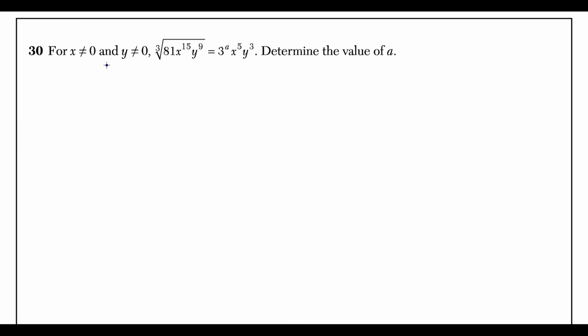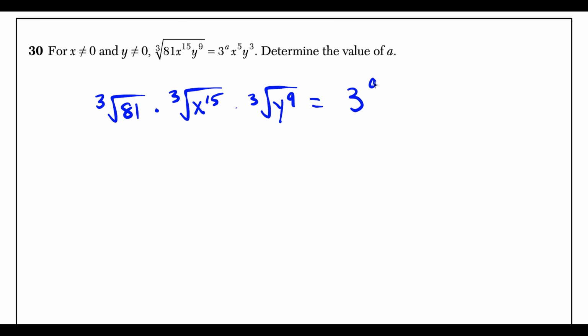So for question 30, we just have a lot of algebra to do. And what I would do to the left side here is I would break this up and say this is the cube root of 81 times the cube root of x to the 15th power times the cube root of y to the 9th power. So that's how we could rewrite the left side. And that's going to be equal to 3 to the a, x to the 5th, y to the 3rd.